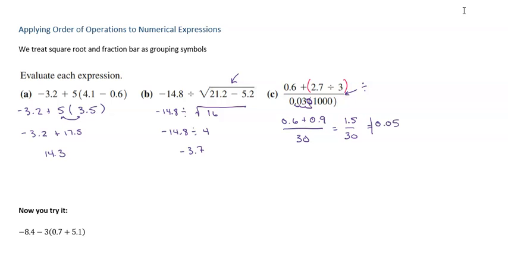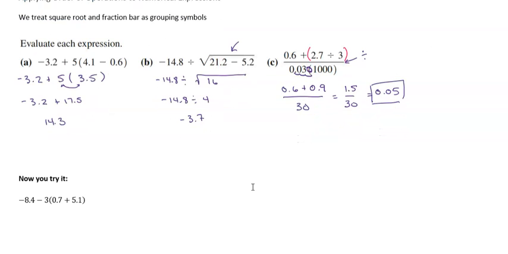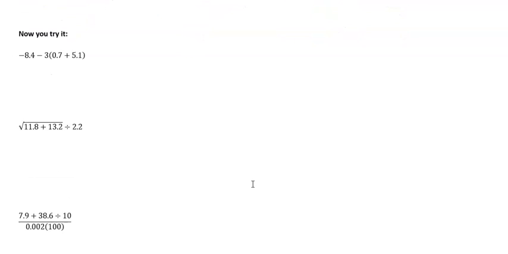And don't be shy about using your calculator on these. Your calculator does not always get the order of operations correct. If you don't put it in correctly, it doesn't give it to you correctly. So make sure you understand how to do it.